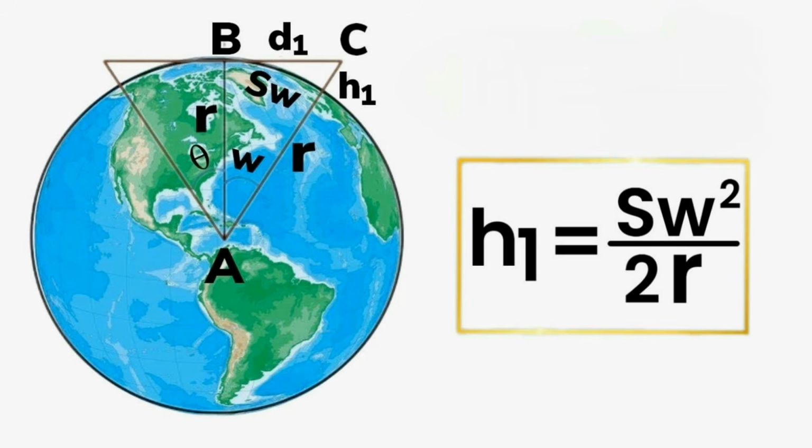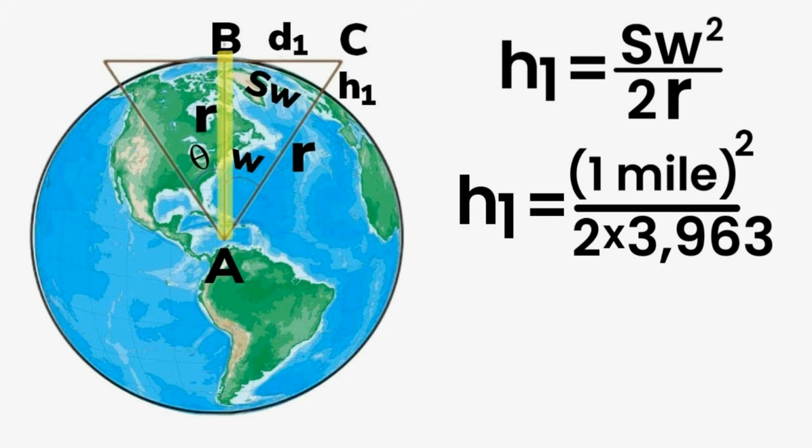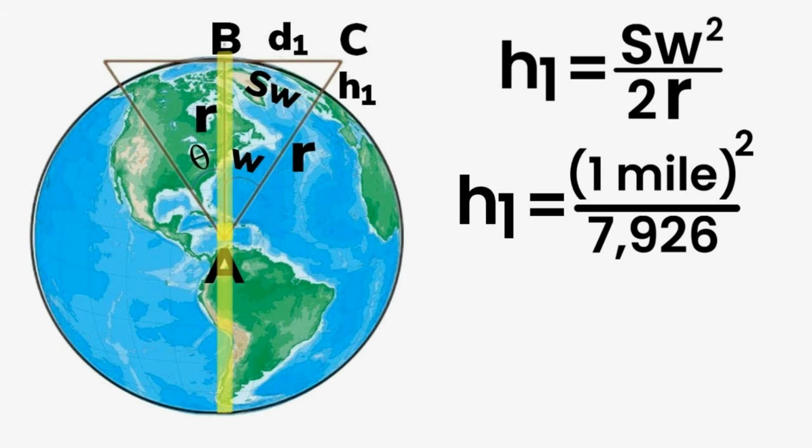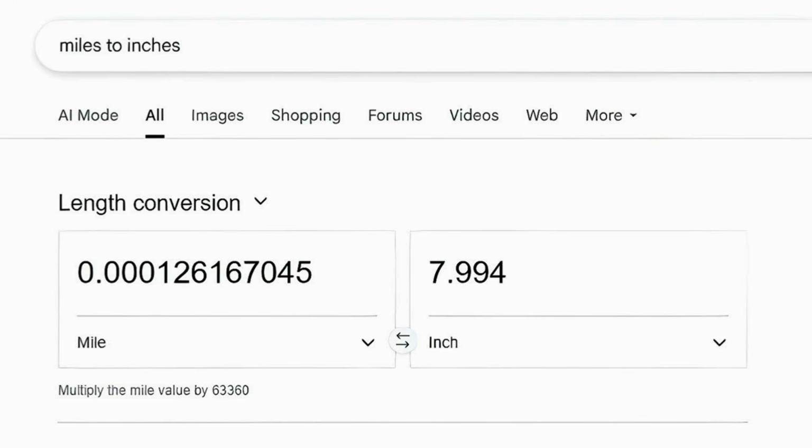Now that we have the equation properly formulated, let's go ahead and solve for a distance of 1 mile. h1 equals 1 mile squared divided by 2 times the radius, known as the diameter. We found out the radius is 3,963 miles, so the diameter will be 7,926. Let's solve. h1 equals 1 mile squared divided by 7,926, which then equals 0.000126167045 miles. That amount of miles equals 7.994 inches. For number's sake, we will round up to 8 inches.